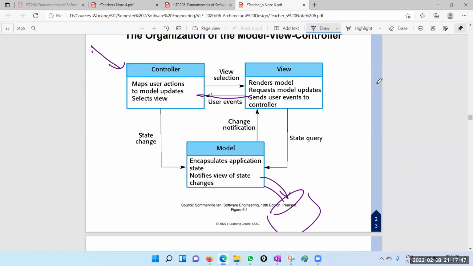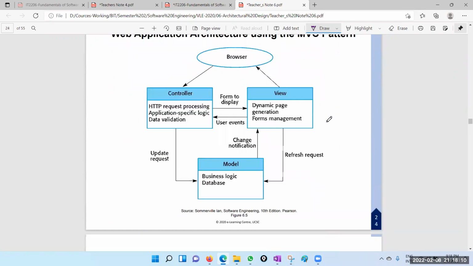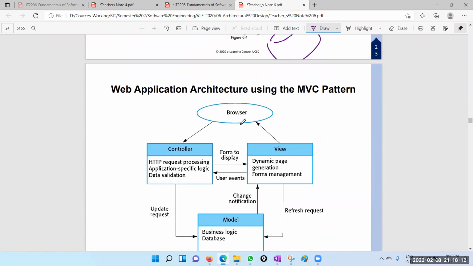This is heavily used. Actually, more than 90% of the time, when a web application is developed, we use MVC architecture. Whether it is Java or PHP or ASP.NET, more than 90% of the time, unless it's a very small application, we go for MVC architecture. Okay, so this is the MVC architecture when it comes to the browser or client-server web application.